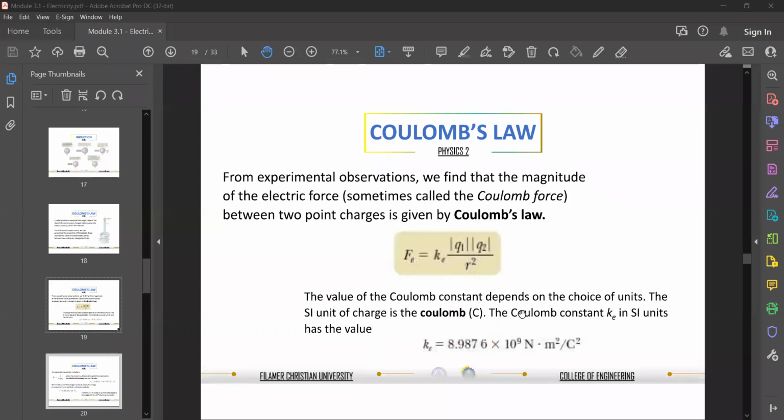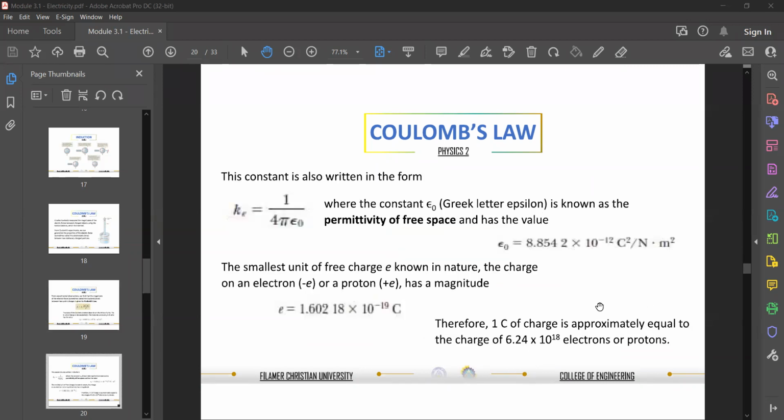So the value of the Coulomb constant depends on the choice of units. Here we have the SI unit, which has a value of 8.9876 times 10 raised to 9 newton meter squared per coulomb squared. The unit of charge is the coulomb, C. And this constant is also written in the form k sub e, which is also equal to 1 over 4 pi epsilon sub 0, where epsilon sub 0 is the permittivity of free space.